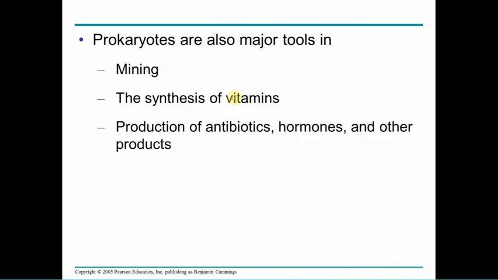They're used in the synthesis of vitamins, such as vitamin B12. For pills, we synthesize that in bacteria. Insulin is synthesized in E. coli for people that are diabetic. The E. coli make it for them, and then they bottle it. All different kinds of ways. And we finish.